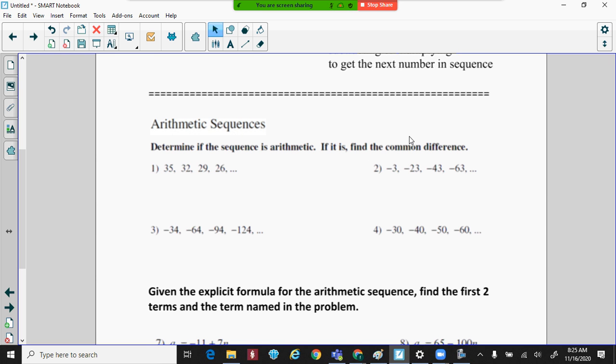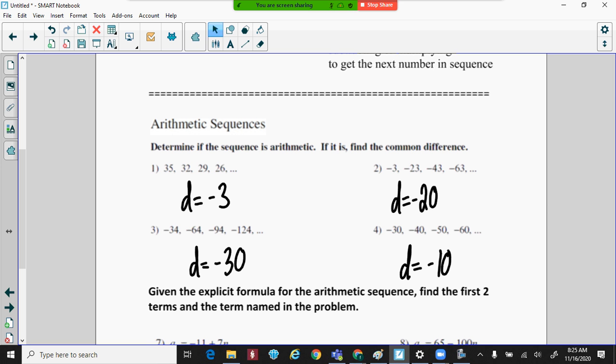If I'm at 35, 32, 29, 26, what am I doing every single time? I'm subtracting 3, so my common difference would be negative 3. For question number 2, we're at negative 3, negative 23, negative 43, negative 63. I'm subtracting 20 every single time, so my common difference would be negative 20. Question number 3, you can pretty much figure out before I even say it, negative 34, negative 64, and so on, subtracting 30, and then lastly for 4, it would be negative 10. A lot of negatives on this worksheet. But let's get to creating the formula.